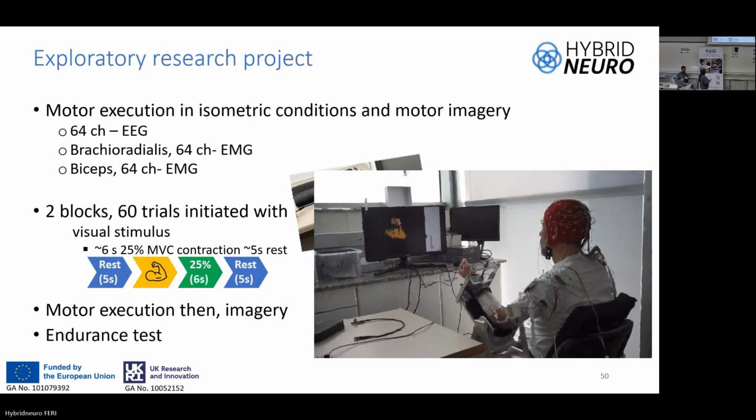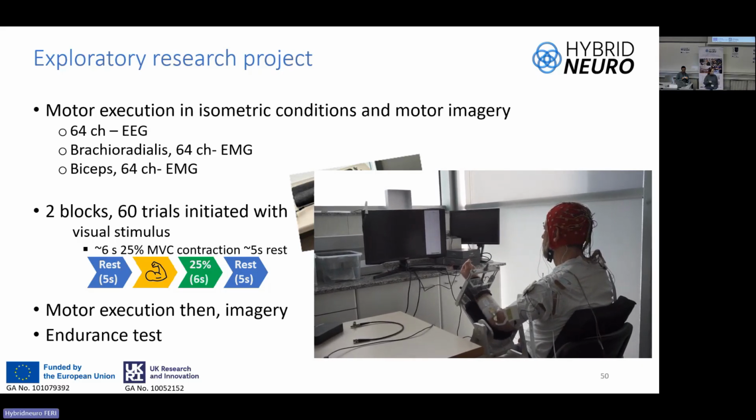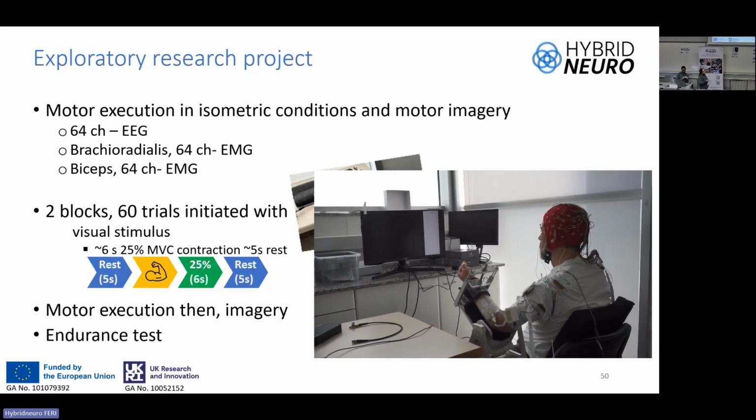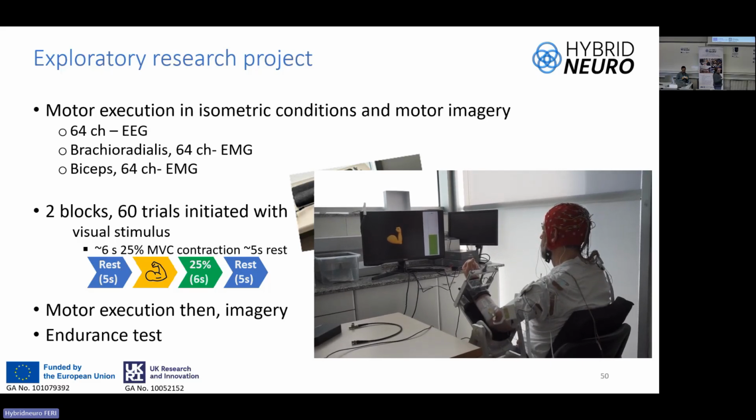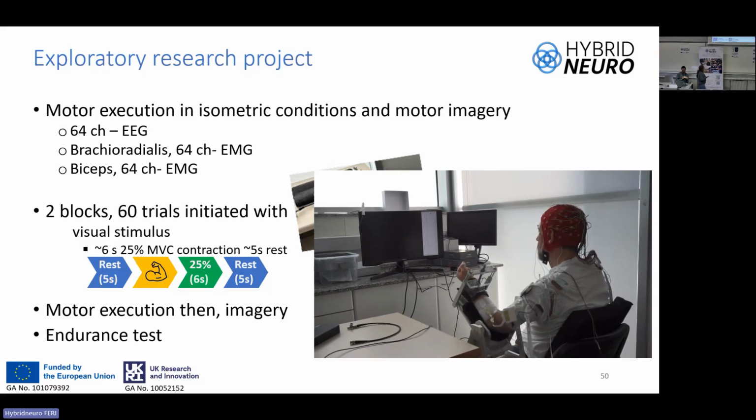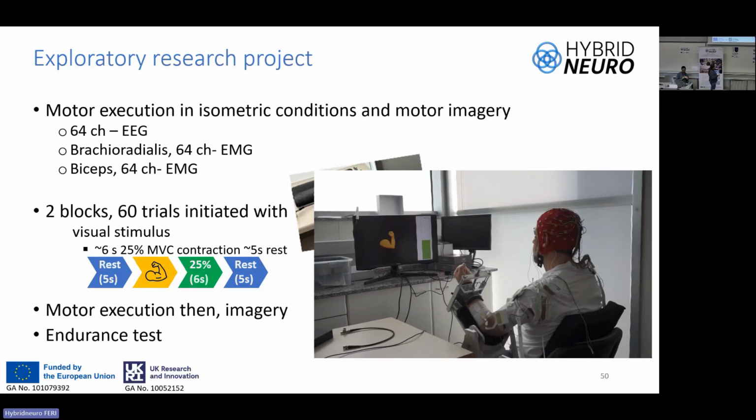They have 6 seconds of contraction followed by seconds of rest. We tried to use at least 6 blocks because we wanted to calculate the potential, but that is actually a little long for these patients. Then they do this motor execution, and then they do the same but with imagery, and then they also have an endurance test to analyze fatigue.